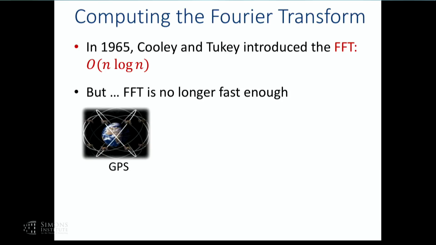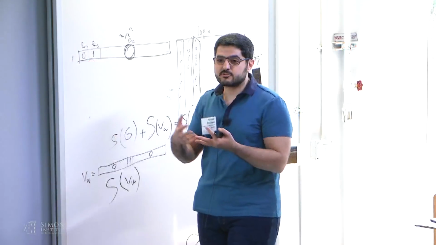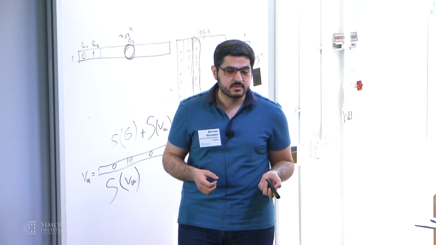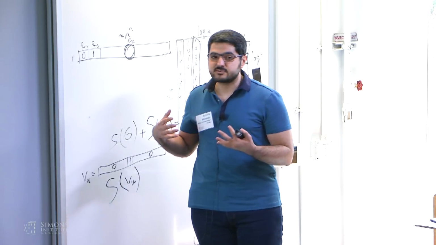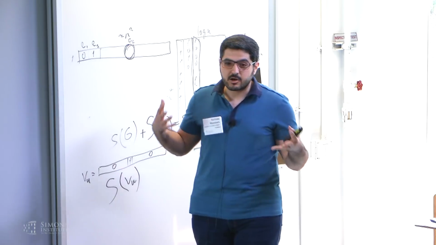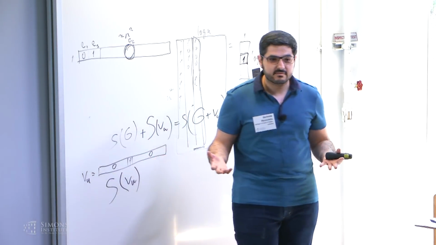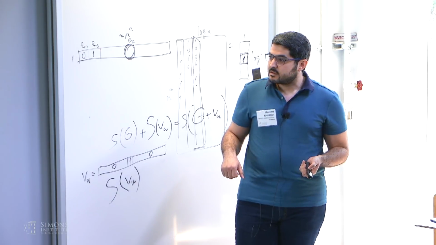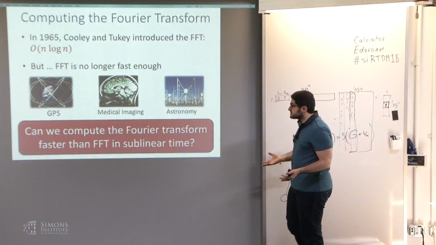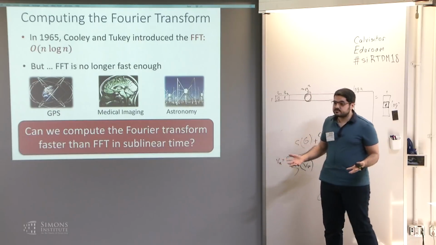In some applications like GPS, it consumes too much power. In other applications like medical imaging, just collecting all the samples to compute the FFT means that the patient has to spend a long time in an MRI machine. In other applications like radio astronomy, where they built the Square Kilometre Array in Australia and South Africa, the amount of data that comes in per second can't even be stored, forget about computing it. So the natural question that comes up is, can we compute the Fourier transform faster than FFT, in sublinear time?